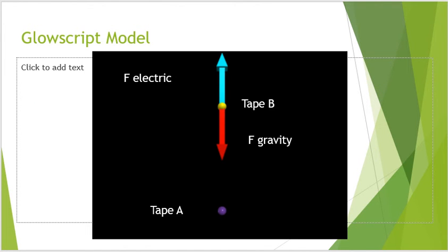The GlowScript model is included to visualize this idea that two pieces of charged tape, one held in place, can cause the other to remain in a fixed position, assuming no other forces are acting on the system and that the electric force is constant. This is seen by the fact that the blue electric force arrow and the red gravitational force arrow are of the same magnitude, but in opposite directions, allowing the net force of the system to be zero and the tape to float.